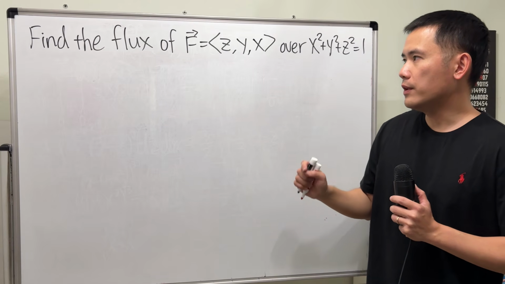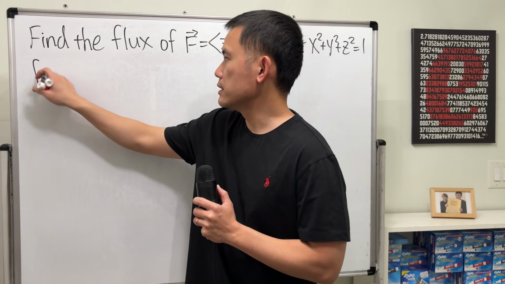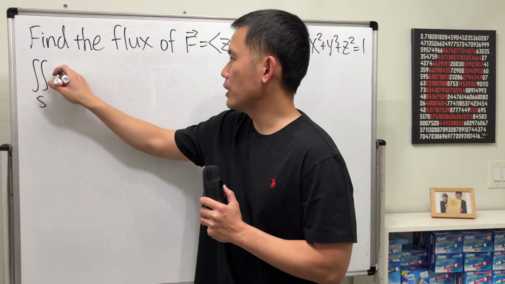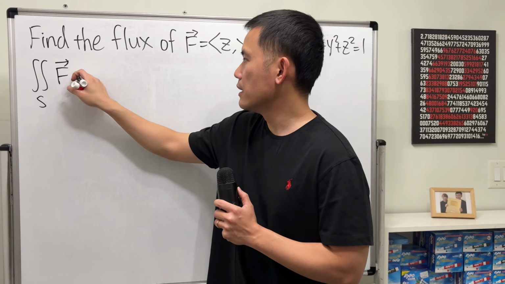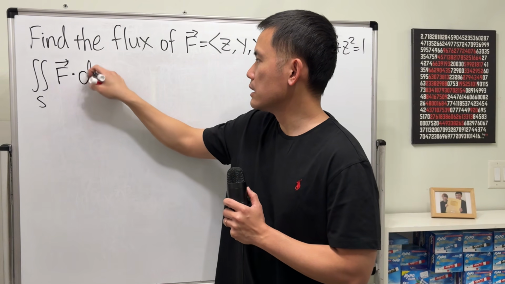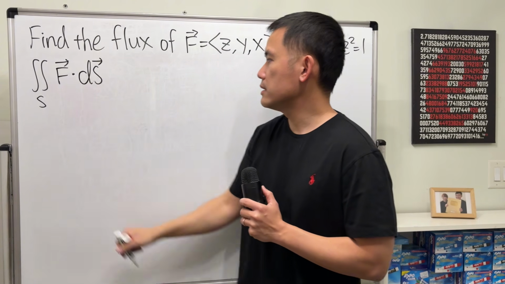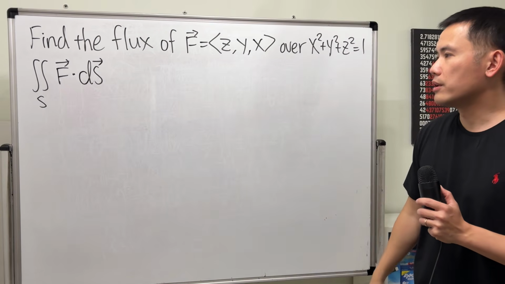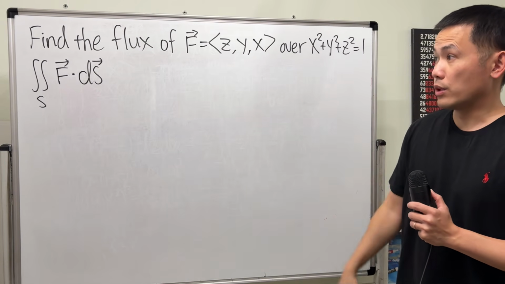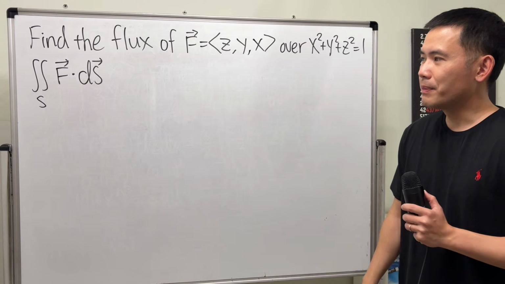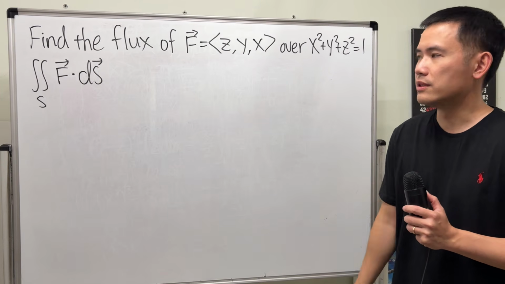Okay, so by definition, the flux is the surface integral. And here we have the vector field F, and you dot it with dS. And the S is the surface of this thing right here. If you want to compute this directly, it's hard. But it's okay because we can use the divergence theorem.